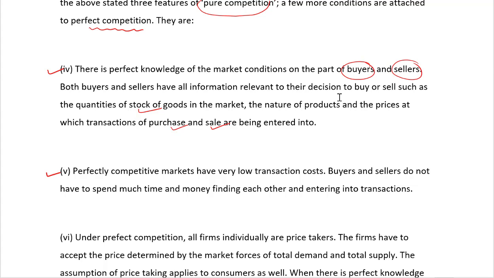Let us continue to point number 5. It basically talks about the transaction cost. A perfectly competitive market has very low transaction cost. Buyers and sellers do not have to spend much time and money finding each other and entering into transactions.